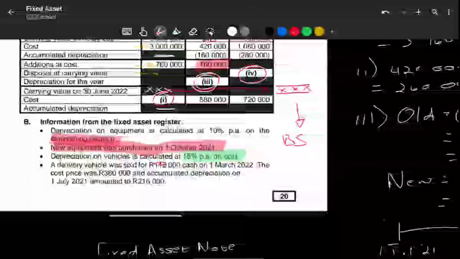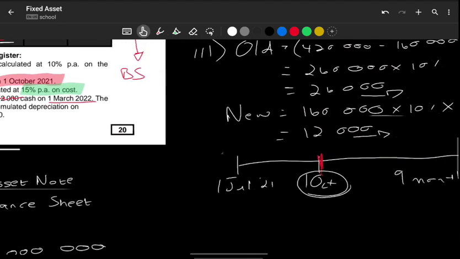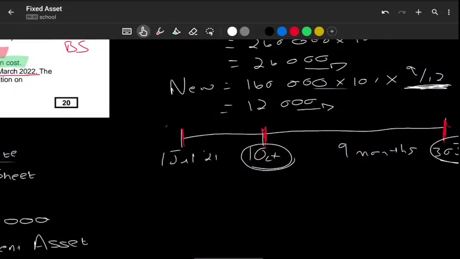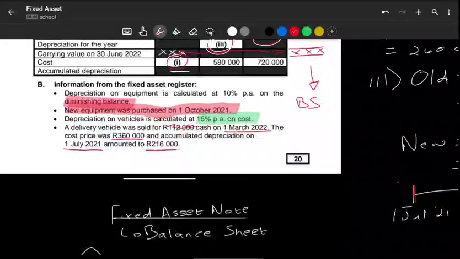We don't care about that, right? All you want to know is when was it sold, what was the cost price, and accumulated depreciation on 1 July, the beginning of the financial year. Remember this one? 1 July 2021 was the beginning of the financial year, right? So for the opening balance, this car had 216,000 depreciation.